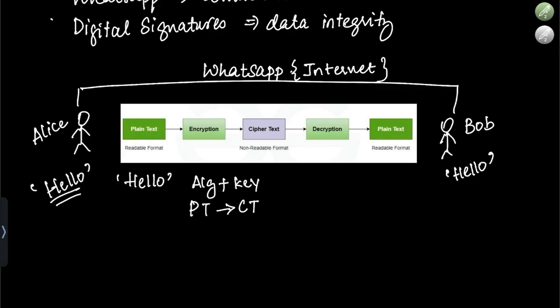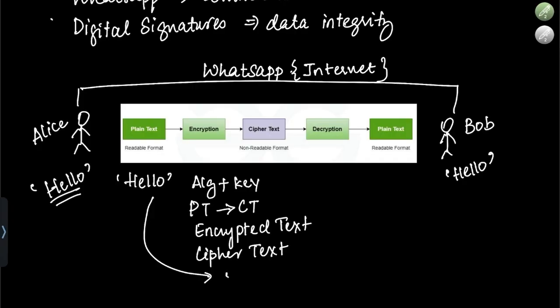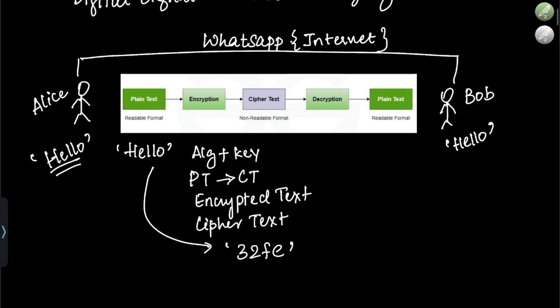Okay. So here the conversion we get as encrypted text, or it is also called ciphertext. Ciphertext can be a combination of numbers or alphabets. So here it could be 3, 2, F, E. So this is not understandable by general users, right? General people who don't have the authority. So it will be transmitted over internet, and on this side we have the decryption algorithm.